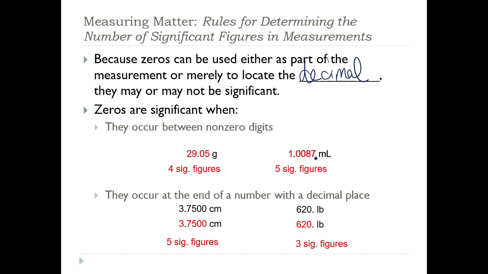And then they are also significant if they occur at the end of a number that contains a decimal. So the decimal is explicitly shown. So 1, 2, 3, 4, 5. So that decimal is there, so those are significant, as well as this one. Since the decimal is shown here, we interpret this as 3 sig figs.